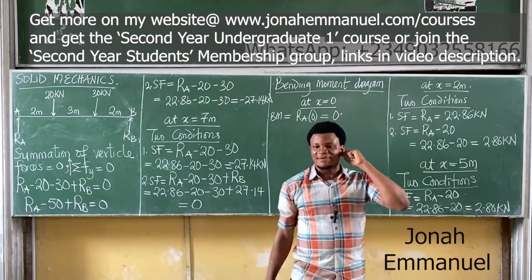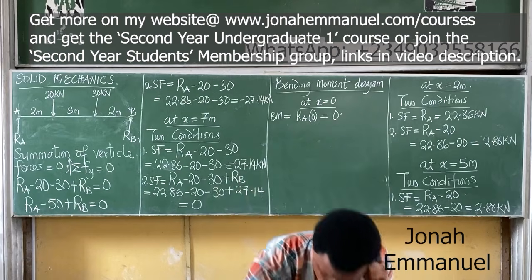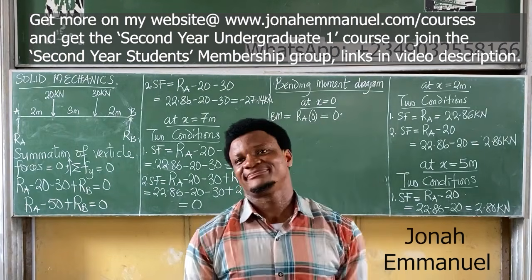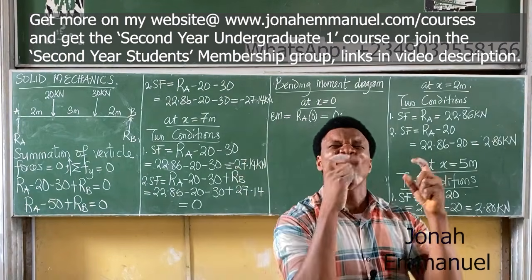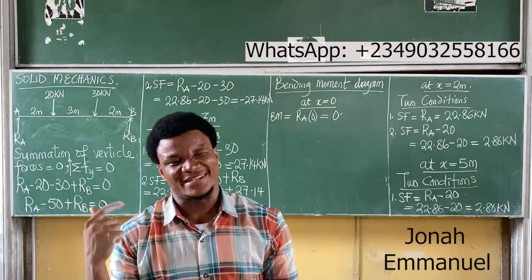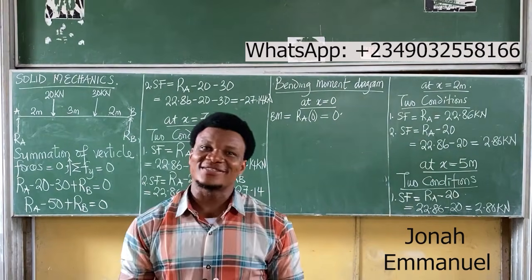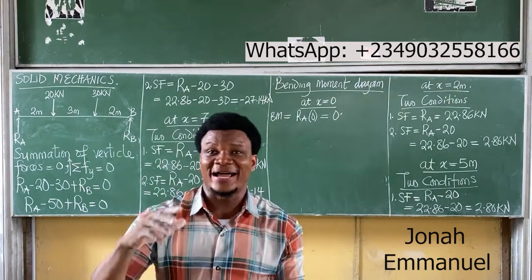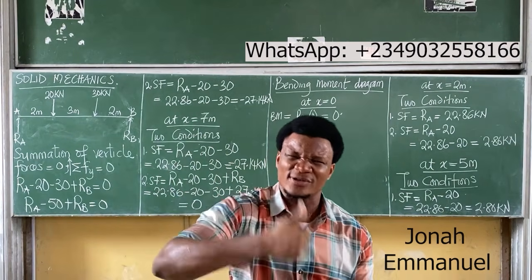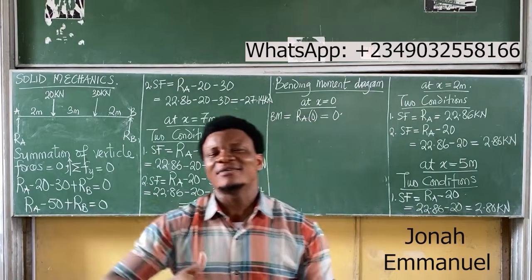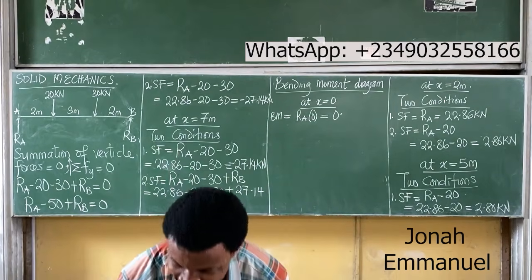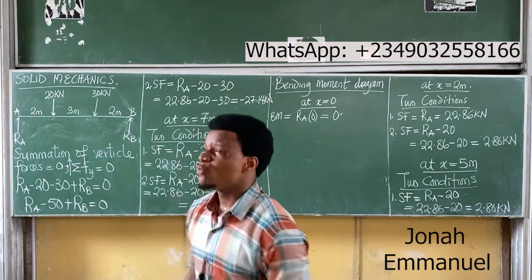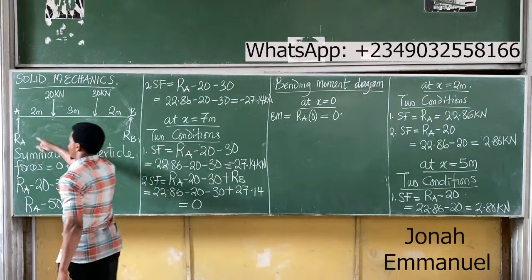Note, bending moment must always start with a 0. Shear force must always end with a 0. Shear force might start with a 0 or might not start with a 0, but shear force must end with a 0. Meanwhile, bending moment must start with a 0. Why? We'll always take at x equal to 0.